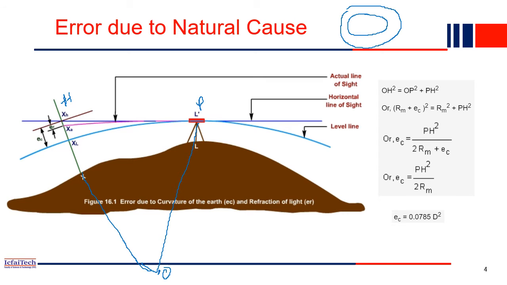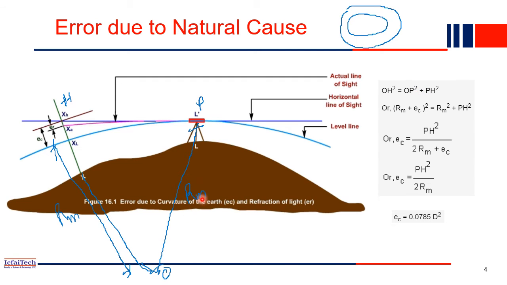Let me write it. So from this point to this point is what? Radius of Earth, isn't it? Radius of Earth, we call it RM. So this is also radius of Earth, so this portion also RM. From this point to this point is the radius of Earth. So this entire O to H will be radius of Earth plus the error EC, isn't it? So radius of earth plus error EC square is equal to OP square, which is this one.